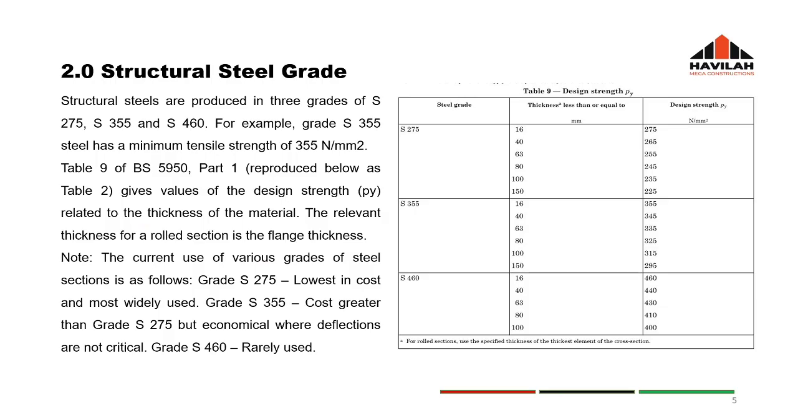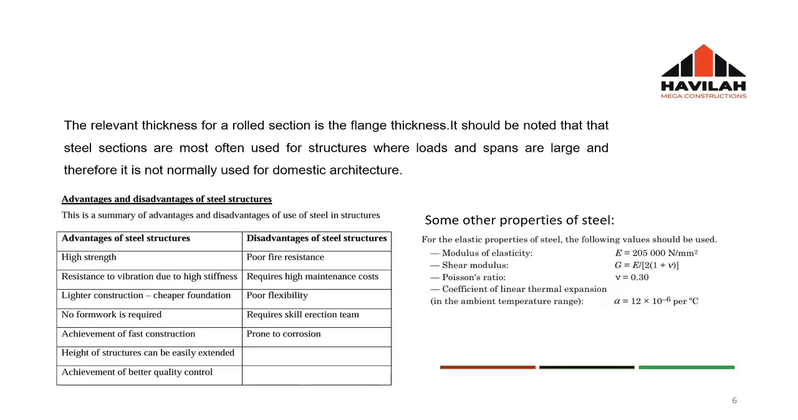The current use of various grades of steel sections is as follows. Grade S275 is the lowest in cost and commonly used. Grade S355 costs more than S275, but is also economical where deflections are not really critical. Grade S460 has a higher design strength and is rarely used. Let me know if you have a question at that point. Like I said earlier, the relevant thickness for a rolled section is the flange thickness. You must have gotten that now.